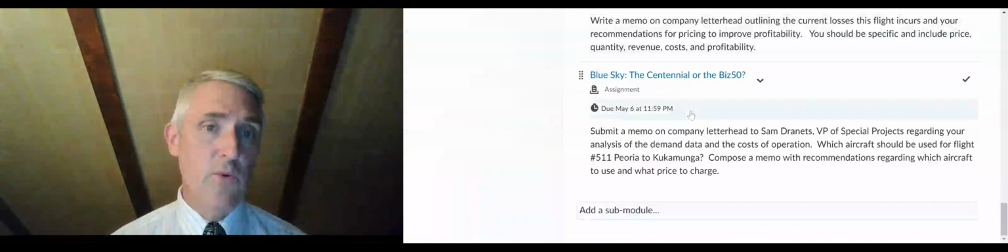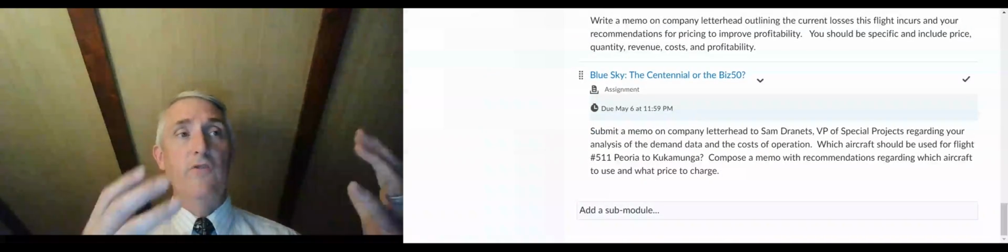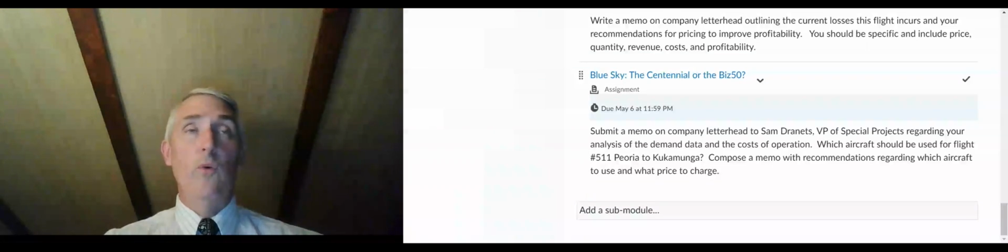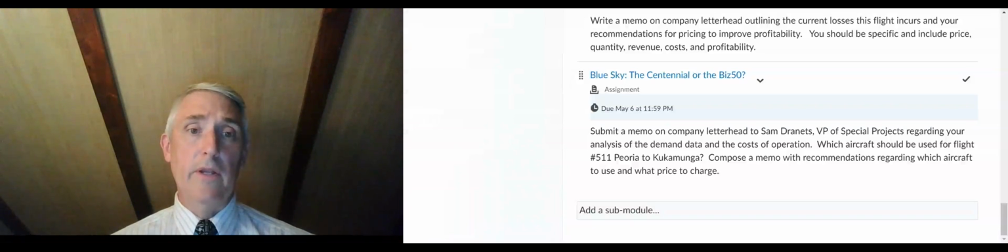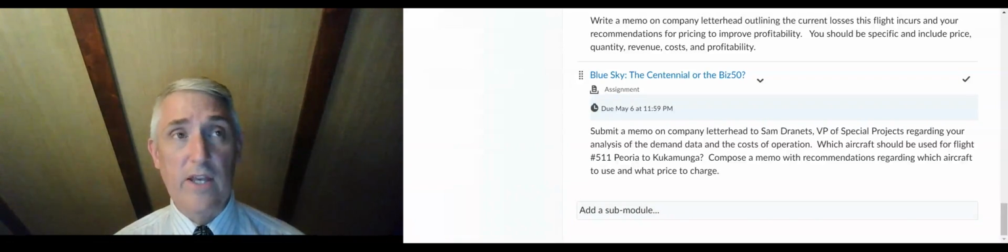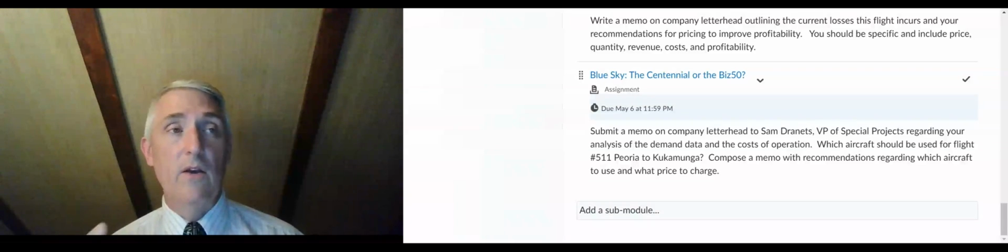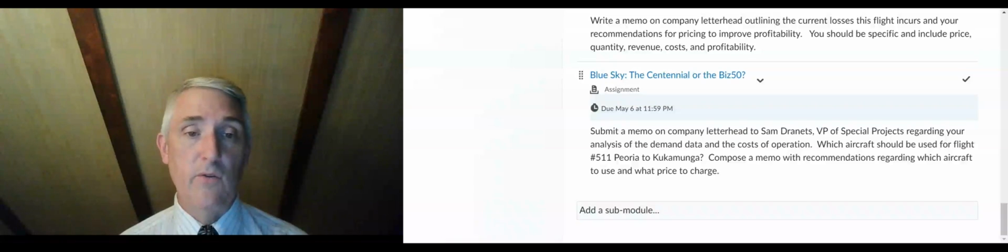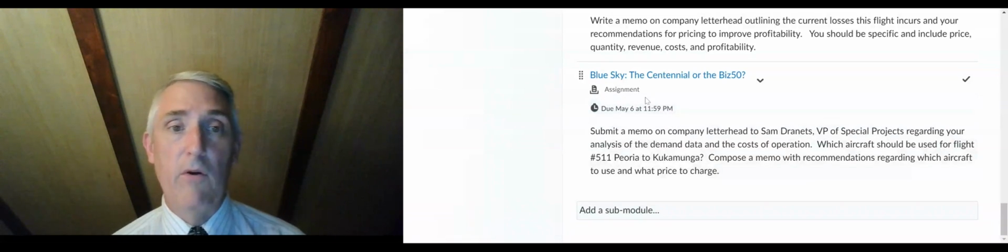In the last one, the Blue Sky, you have two airplanes to choose from. You've got to complete the spreadsheet in a more full way. You've got to figure out the profitability that you'd make on the Centennial. You'd figure out the profitability you'd make on the Biz 50. You would evaluate and recommend which plane they should be using and what they should be doing. And that's what you submit as a memo for that one.